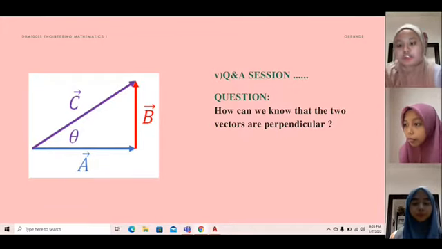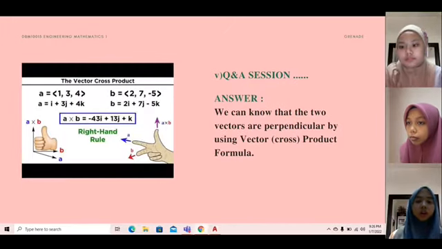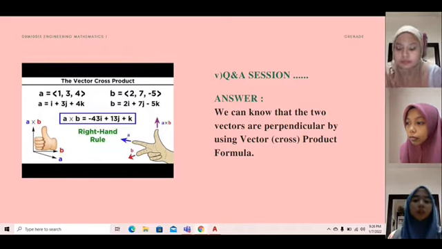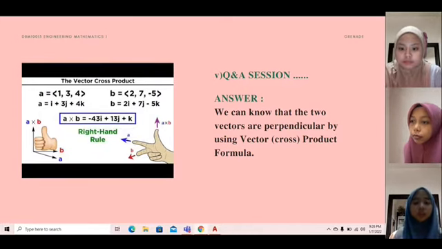Thank you, Farhana. So I will start with the Q&A session. The first question is how do we know that two vectors are perpendicular? Okay, now I will answer Aisyah's question. The answer is that we can know that two vectors are perpendicular by using the vector cross product formula.